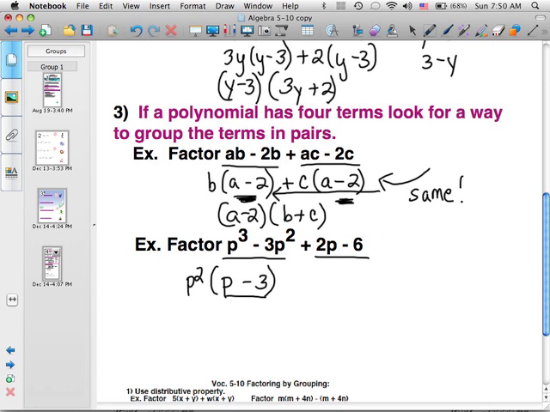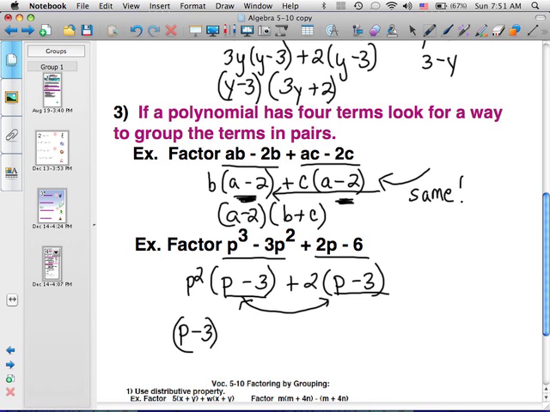Now remember, this one has to show up here. So I check my signs, positive, negative, negative. I pull out a positive, and the greatest common factor is a 2. And I need a p minus 3. So it has to show up. So p minus 3 is my factor that's distributed. It's first used with p squared and then plus 2.